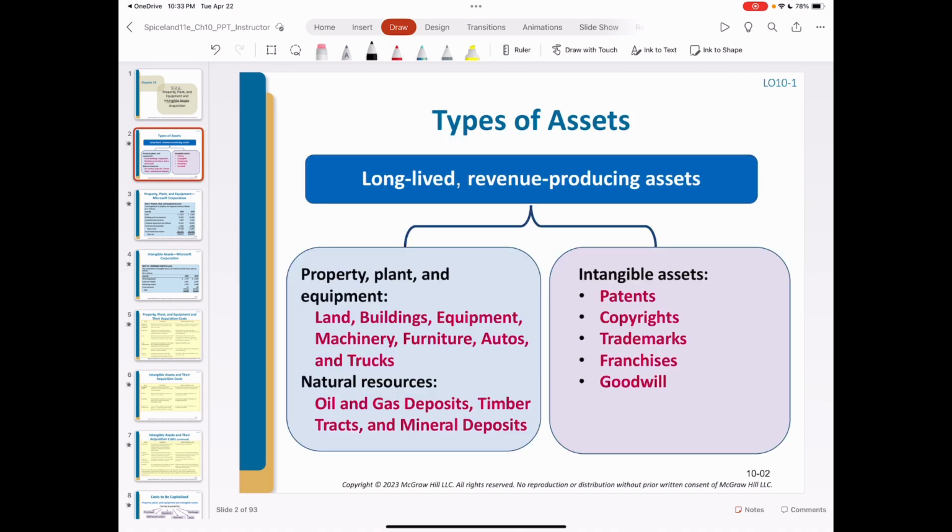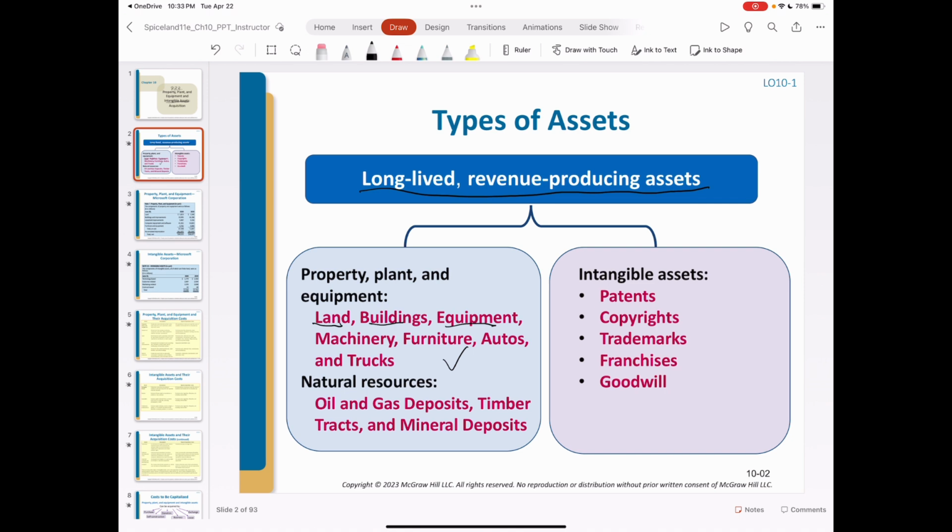There are three types of long-lived and revenue-producing assets. Revenue-producing assets are also named operating assets. The property, plant, and equipment includes land, buildings, equipment, machinery, furniture, trucks, and autos. These assets have physical substance. The purpose of these assets is to generate revenue for operating purposes.